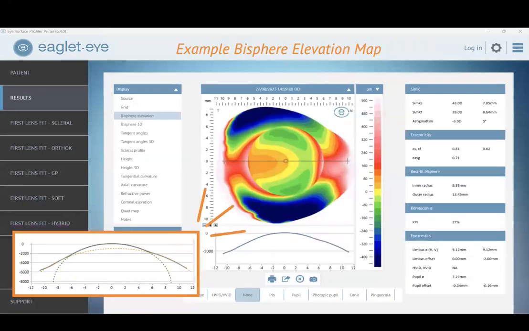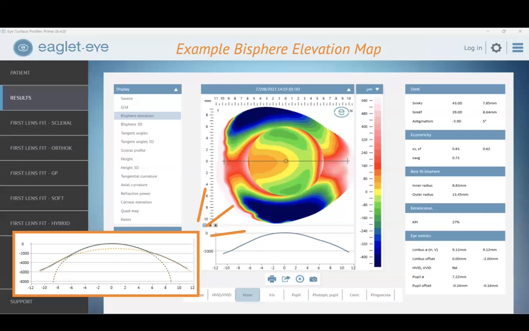Now, this is an example of another map that we use, and in fact, this is one that I tend to pull first. It's called the bisphere elevation map. To be able to see sufficient data for analysis, we have the elevation map here, and this software calculates a best fitted sphere, and then the data that you see is plus or minus that best fit. So the colors that you see would be either higher or lower than the best fit sphere.